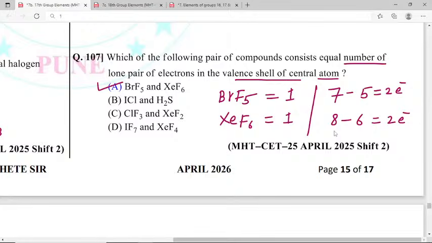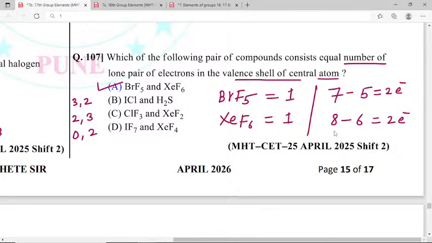Okay, here it is also written. Here iodine has 3 lone pairs, and H2S has 2 lone pairs. ClF3: 7 minus 3 is 4, so 2 lone pairs. XeF2: 8 minus 2 is 6, so 3 lone pairs. IF7 has 0 lone pairs, and xenon: 8 minus 4 is 4, so 2 lone pairs.